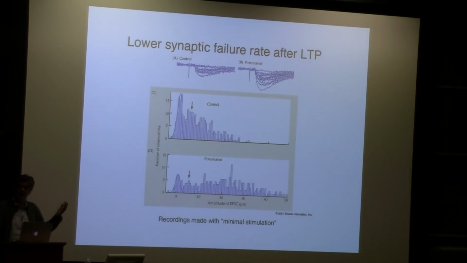So you have a number of release sites, all of them independent. Sometimes you release one, sometimes all of them, sometimes nothing. And that's before. And what happened after you do the tetanus or the pairing or something to induce LTP? Here's the picture. Now responses are generally bigger. You are releasing several quanta here, more than before, and clearly you have fewer failures. So if you reduce the probability of failure, it goes without saying that you increase the probability of release. There is no other interpretation.